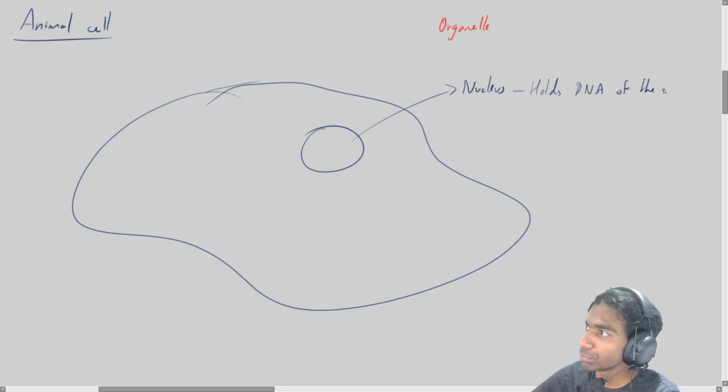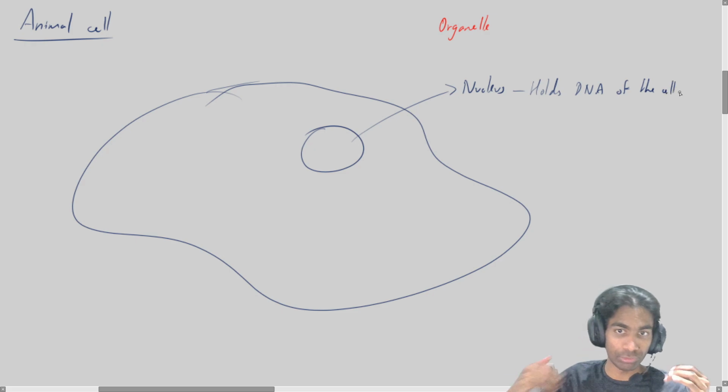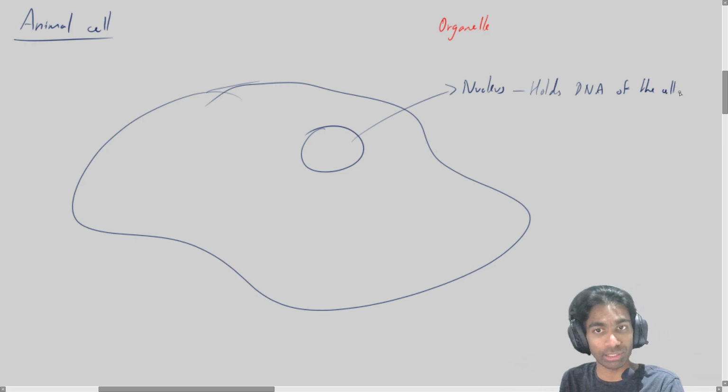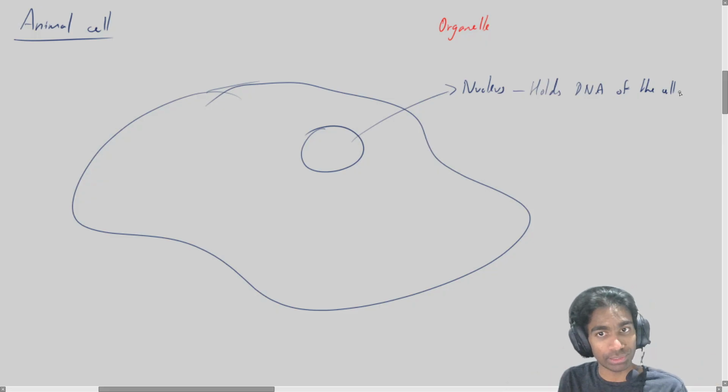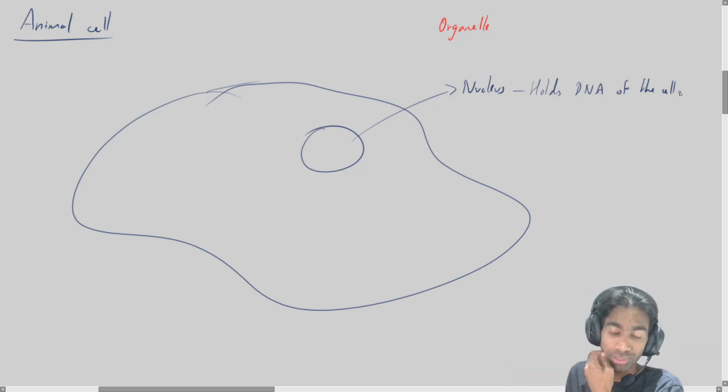You might hear some people say that the function of the nucleus isn't to hold the DNA of the cell, it's actually to control the cell. But really, that's because the nucleus holds the DNA, which indirectly controls the cell, right? So the nucleus, if you ask me, doesn't control the cell. The nucleus just holds the DNA, and DNA is actually what controls the cell. And we will look more at what the DNA actually is later on.